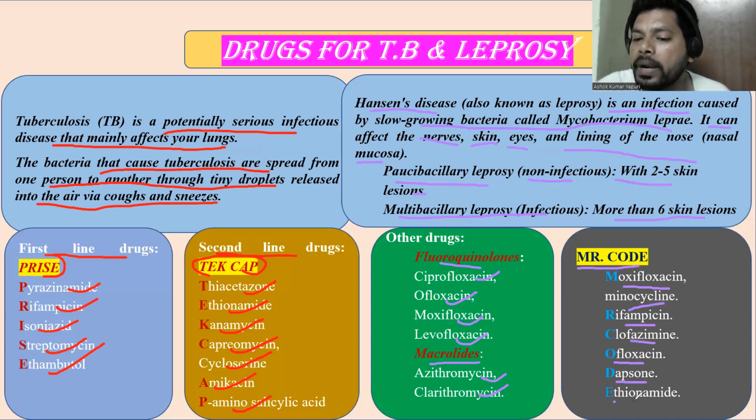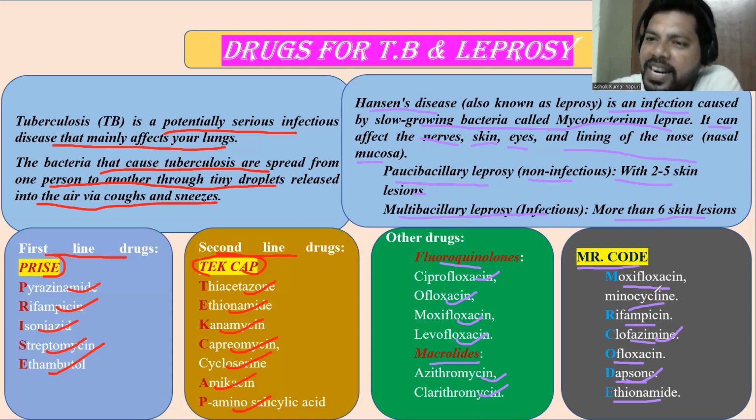And ethionamide. Ethionamide is also a tuberculosis drug. That means in leprosy treatment, the specific drugs for leprosy are clofazimine as well as dapsone only. And all the remaining drugs are from different categories. Okay. So this is simply about drugs for tuberculosis and leprosy.